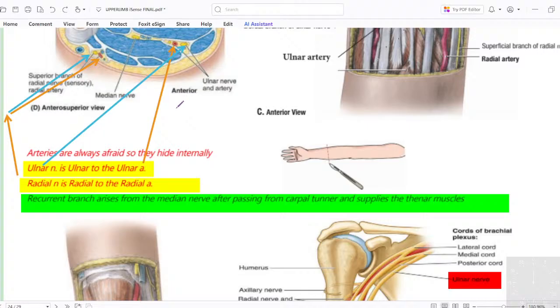They make some tricky questions like this. Ulnar nerve is medial to the ulnar artery. Ulnar means medial, and radial means lateral. So the ulnar nerve is medial to the ulnar artery, and the radial nerve is lateral to the radial artery. Just remember this.